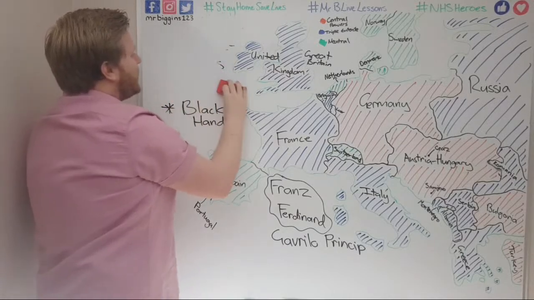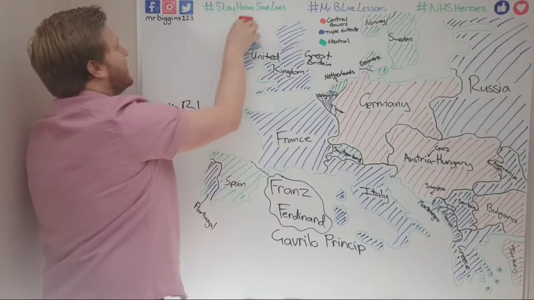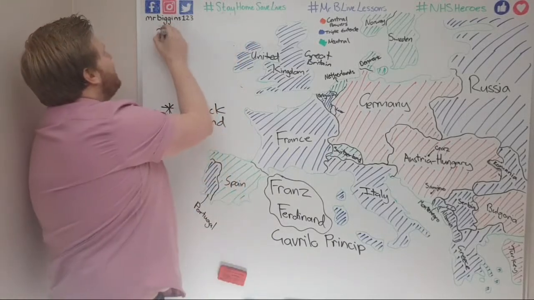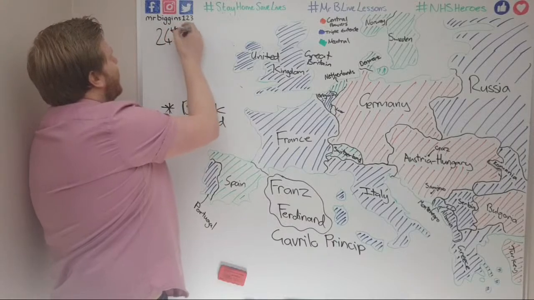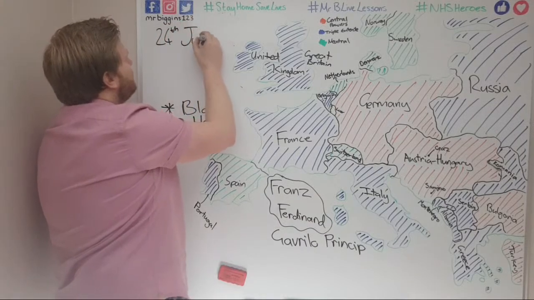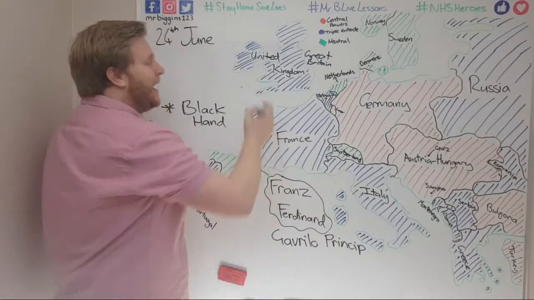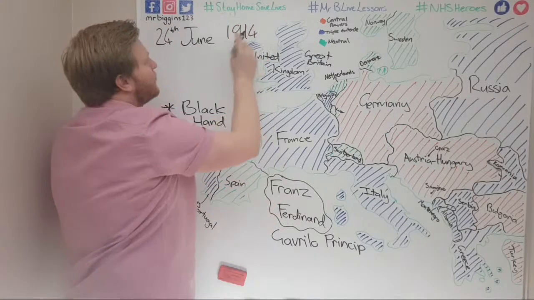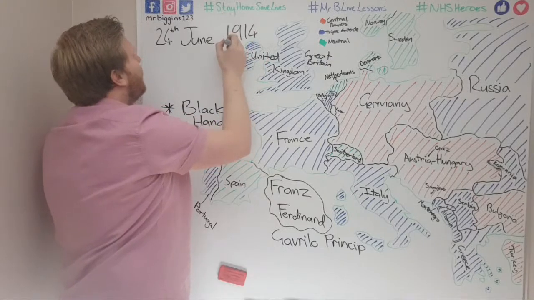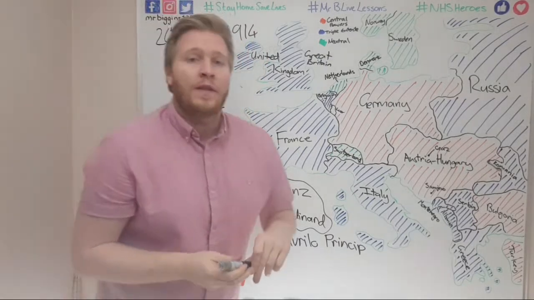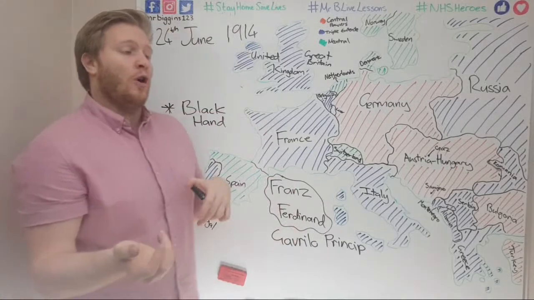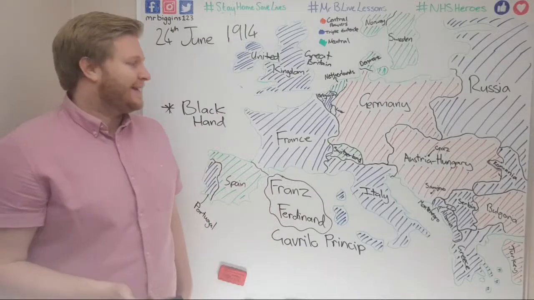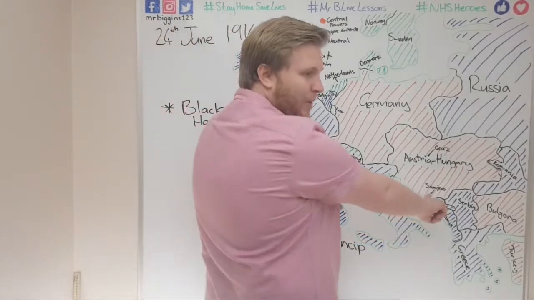Okay, so the day that this assassination plot started was the 24th of June, and it was in 1914. So 1914, the 24th of June, the Archduke and his wife, Sophie of Hohenberg, I don't know how to say that, were in a motorcade in Sarajevo. So we have Sarajevo down here.